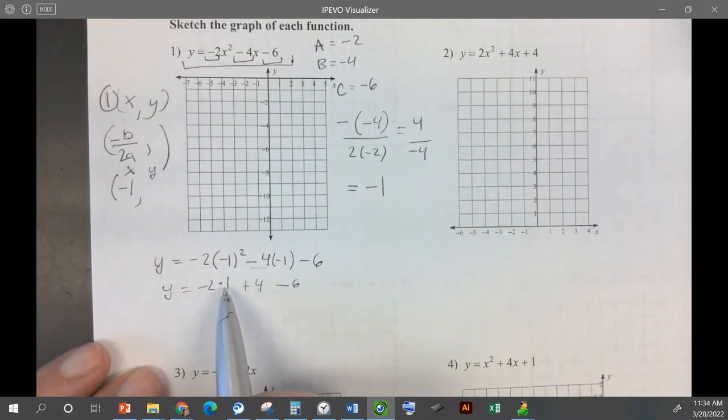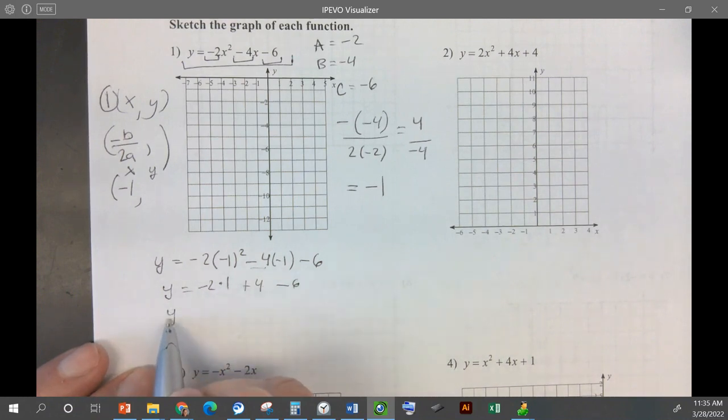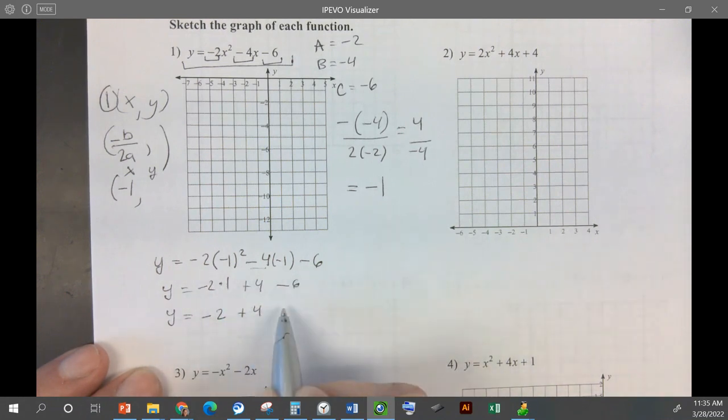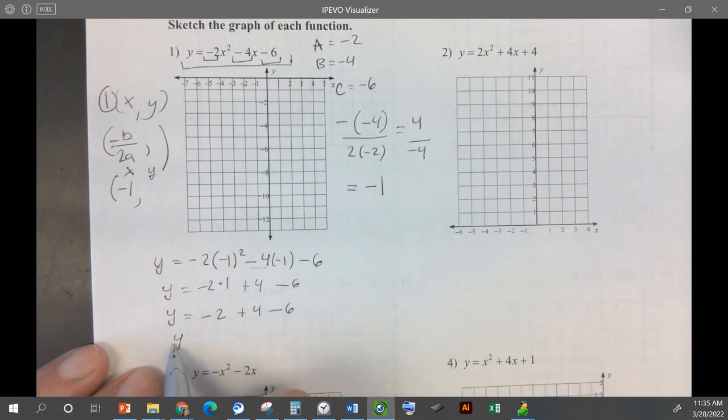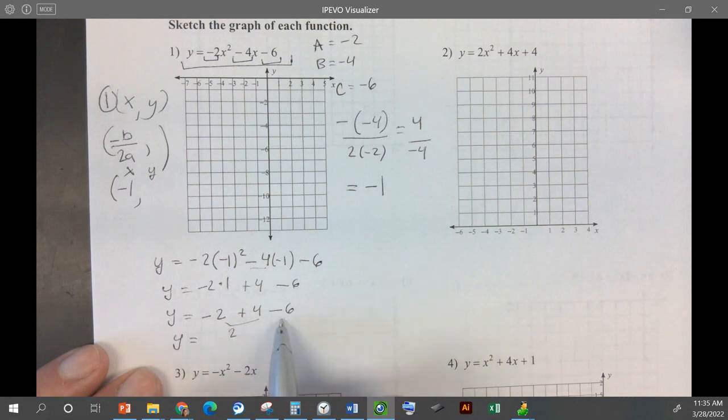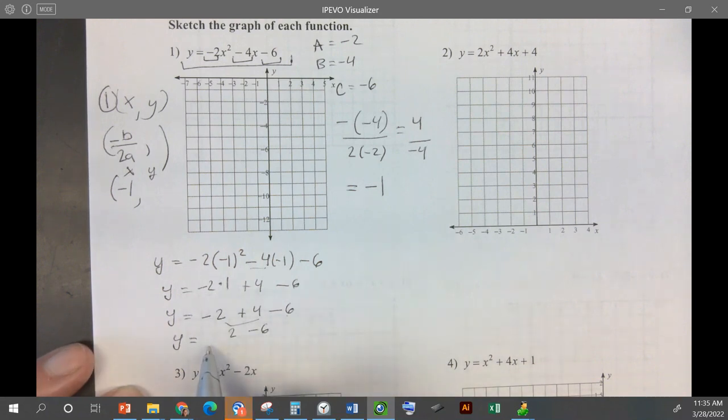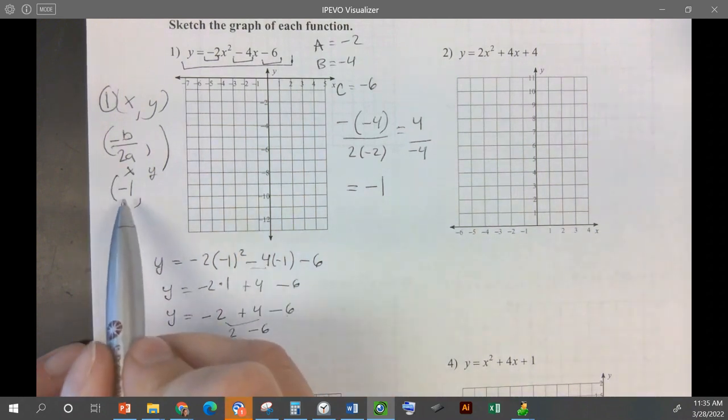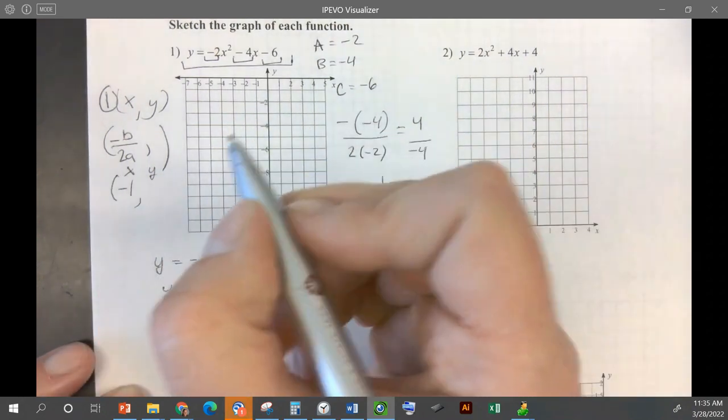All right, let's simplify a little bit more. So what's negative 2 times negative 1? 2. And it's going to be negative 2 because one's positive, one's negative. And then we've got plus 4 minus 6. So now let's combine some of these. Negative 2 plus 4, what's that? Good, that's going to be 2. And then we're going to subtract 6. 2 minus 6, what kind of 4? Negative 4, good. So when x is negative 1, y is negative 4.